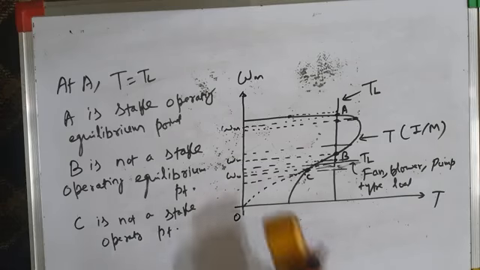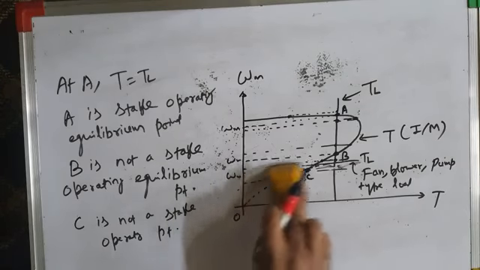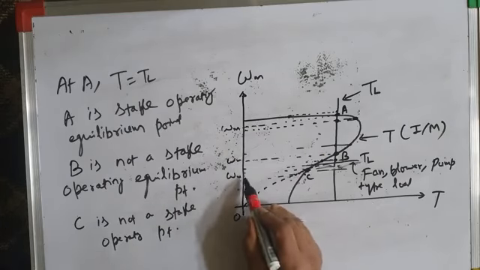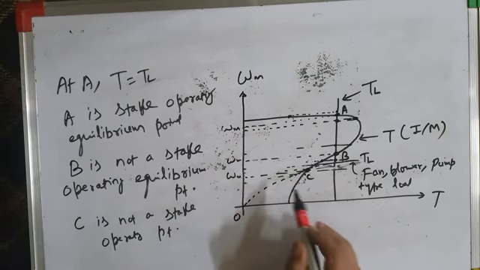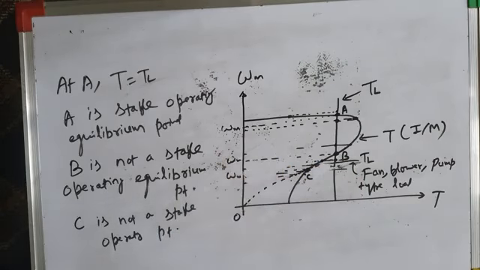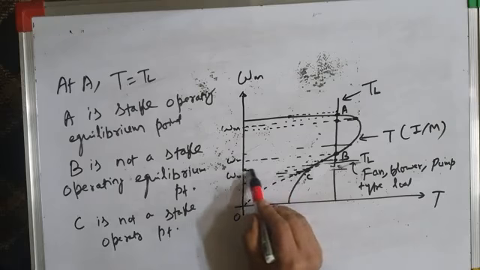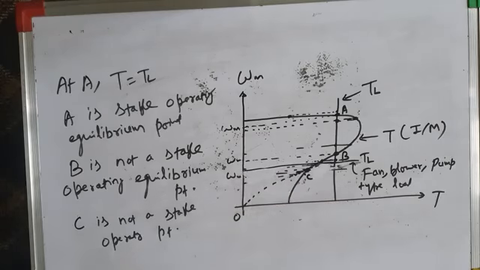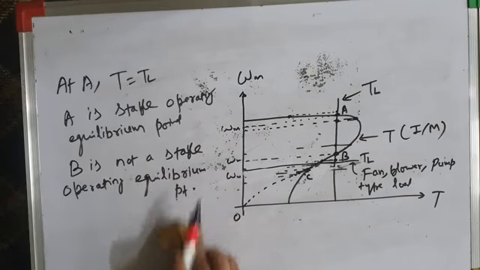Let me check it again. I think there is some mistake I am committing here. Let me check it again whether it is a stable operating point or not. Let us see. Let us increase the speed. This is the original speed. Let us increase the speed. See, the speed has increased. I'm sorry, it's a stable operating point. It's not an unstable operating point.